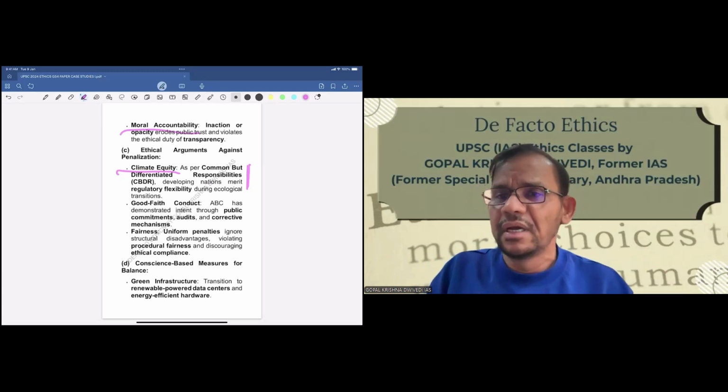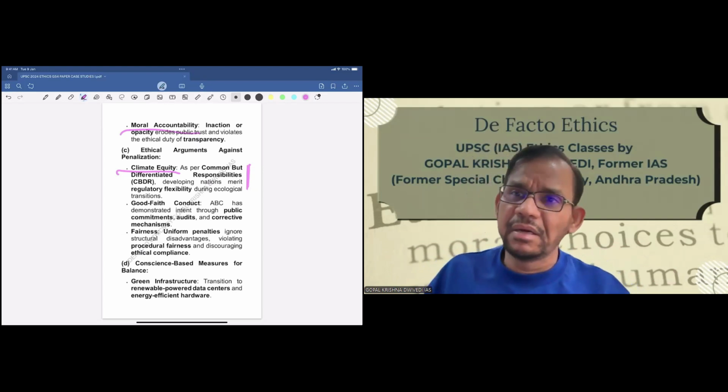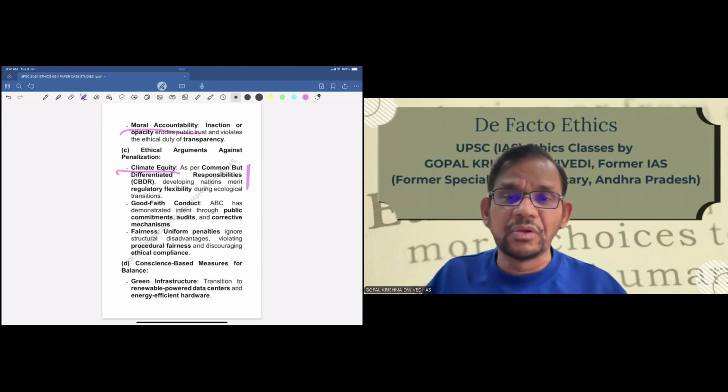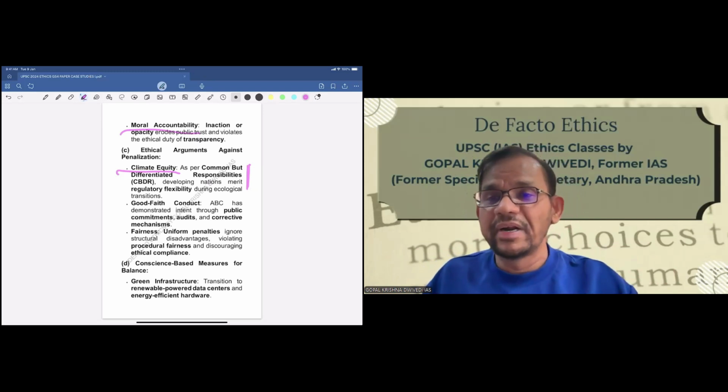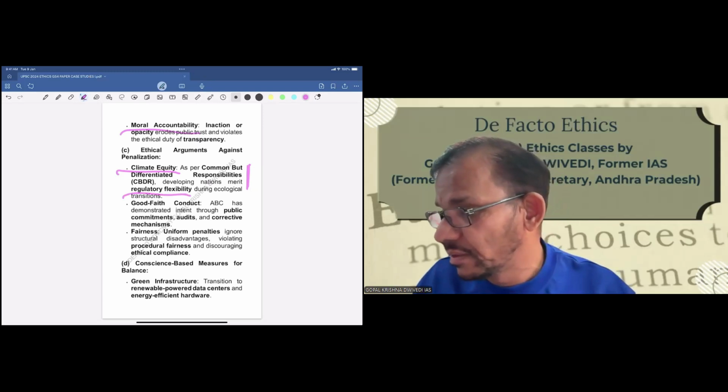Yes, there are common responsibilities. Everyone should reduce emissions and control environmental degradation and all those things. But the responsibilities have to be differentiated. For developed nations, yes, you can follow strictly. But for developing and underdeveloped countries, there has to be regulatory flexibility.